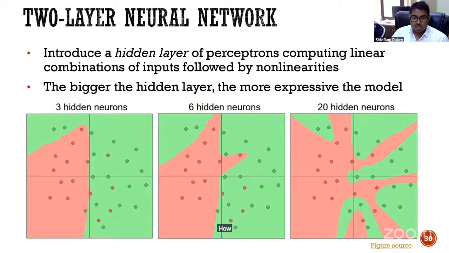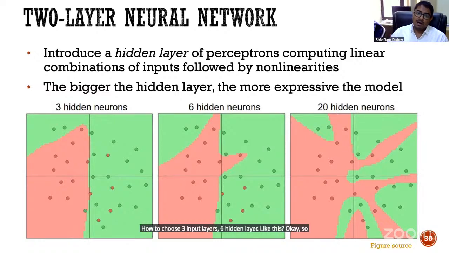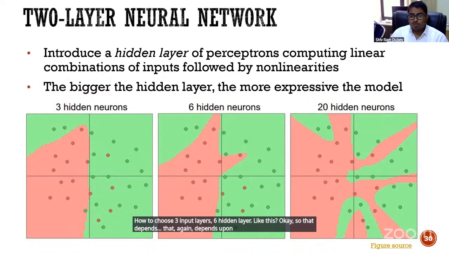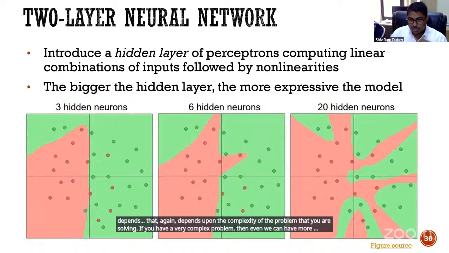How to choose 3 input layer, 6 hidden layer like this? Okay, so that again depends upon the complexity of the problem that you are solving. If you have a very complex problem, then we can have more number of layers. And if we have more number of layers, then we can also manage with fewer neurons. So that depends entirely upon the complexity of the problem.